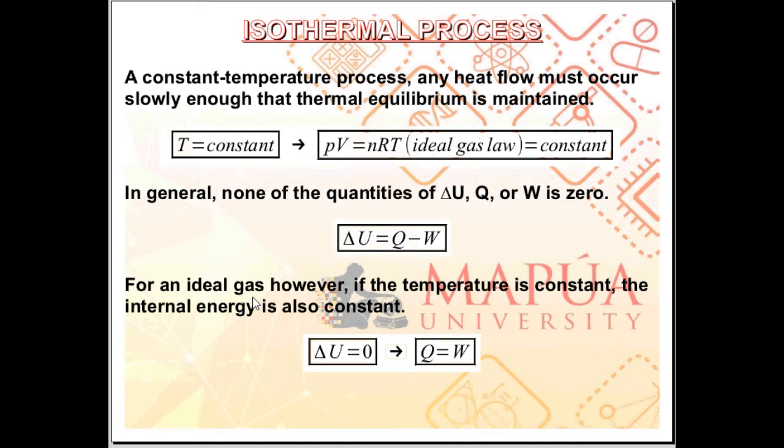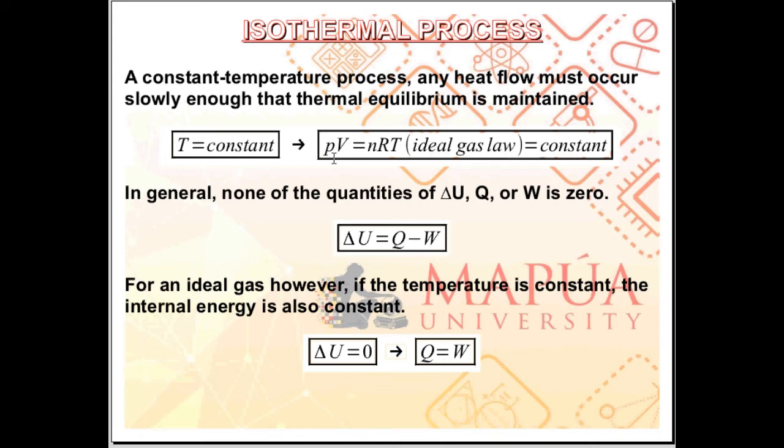And then there is the isothermal process. An isothermal process is a constant temperature process. Any heat flow must occur slowly enough that thermal equilibrium is basically maintained, so that the temperature is constant. For constant temperature, the ideal gas law equation tells us PV is equal to nRT. If T is constant and the gas is constant, we do not change the gas. n is constant. R is constant. That means nRT is constant, which means PV, pressure times volume, is constant. So P1 V1 is equal to P2 V2 is equal to P3 V3 and so on.